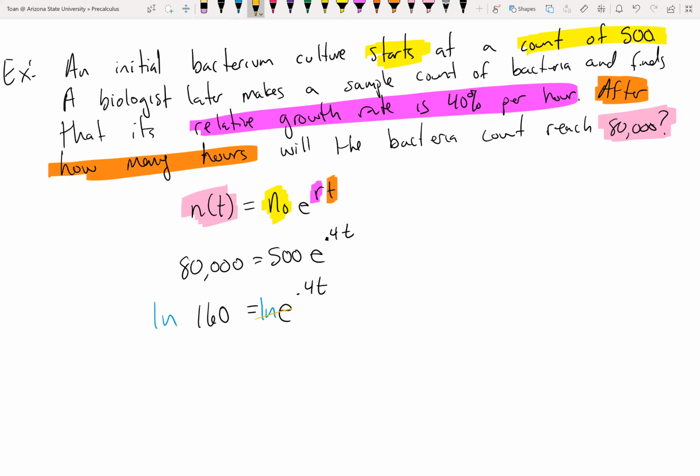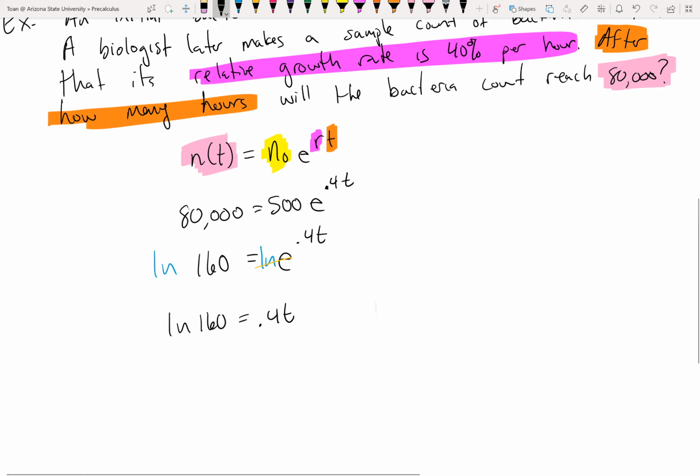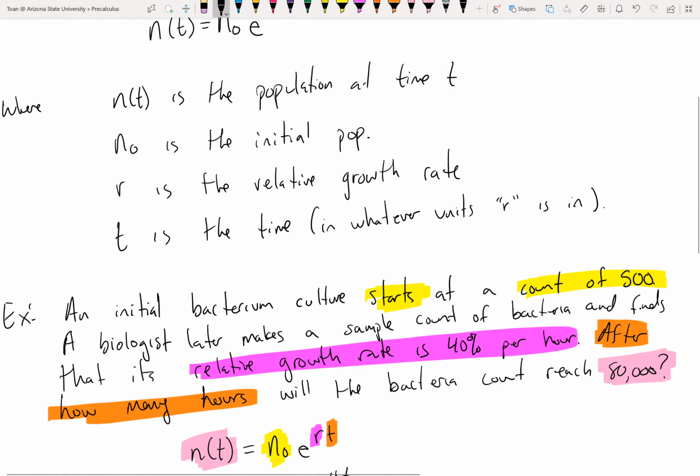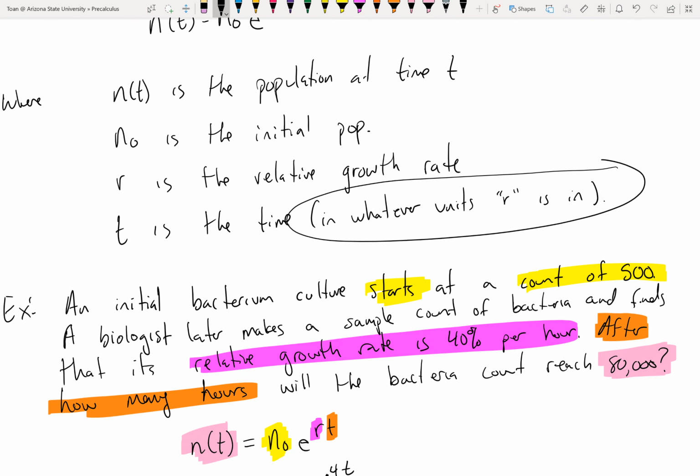Here, the ln and e cancel out. That gives us ln of 160 equals 0.4t. And then the last step is to divide out that 0.4. So t equals ln of 160 over 0.4. Now, when it comes to word problems, I actually don't like exact answers, so go ahead and approximate it. That's about 12.69. Now, remember that your t will always be in whatever units your r is in.